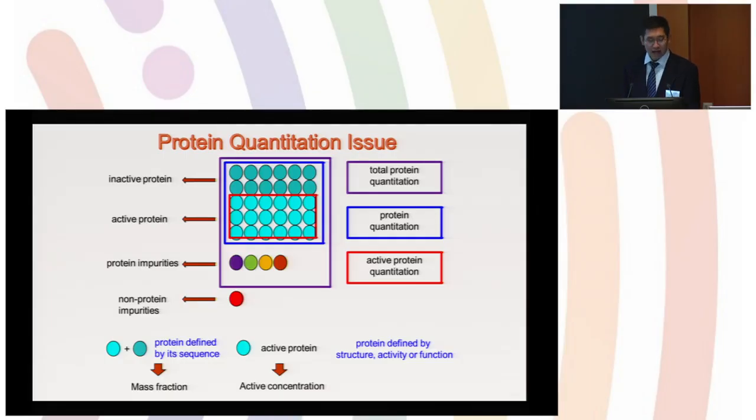Otherwise, if we just count inactive protein particles and active protein particles, that will generally be called protein concentration by its primary sequence. In this way, we do not differentiate the inactive proteins from active proteins. However, if we just want to count the active protein particles, that will be active protein concentration. And the active protein should be defined before the measurement. Generally, the active protein can be defined by its specific structure or activity or function.